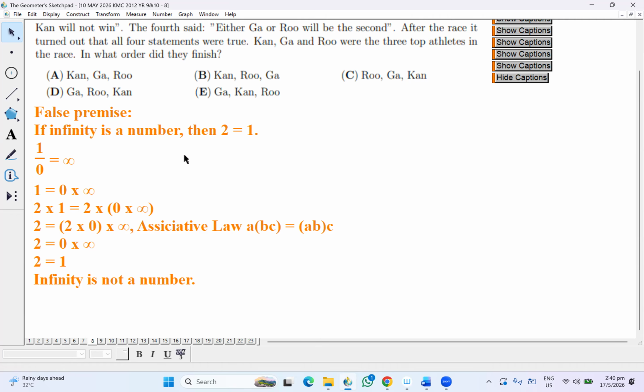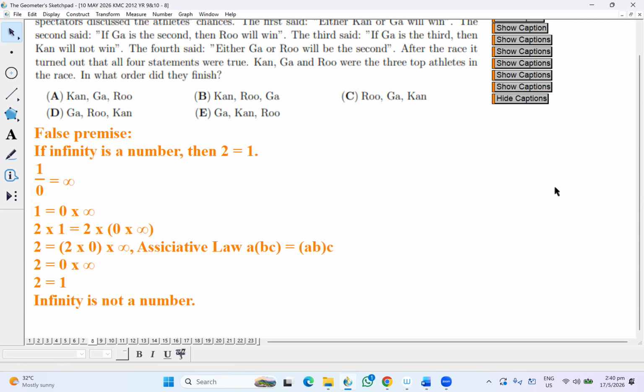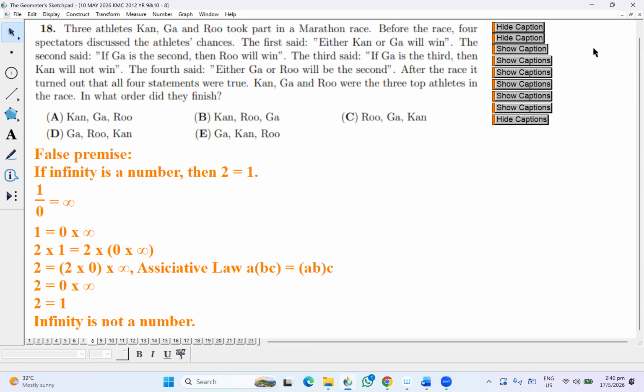But if you have a false premise, anything can be true. Example, if the Earth has 100 moons, then we don't need electricity at night. Who can say it's not true? You don't know, the Earth doesn't have 100 moons. So let's see.